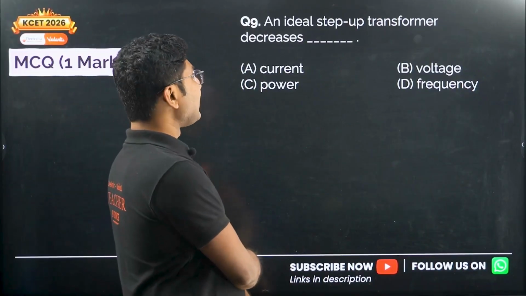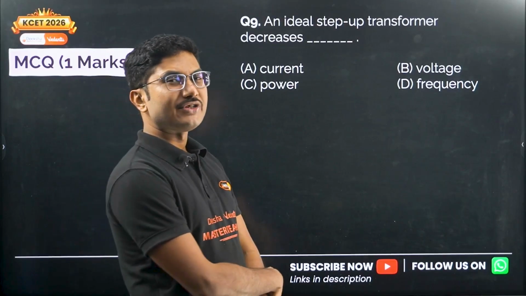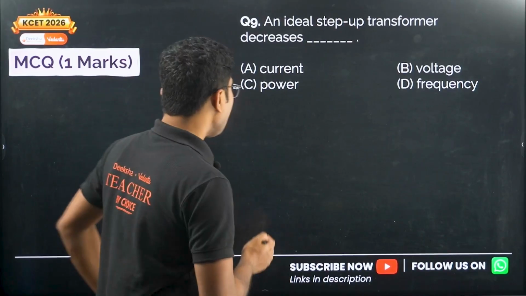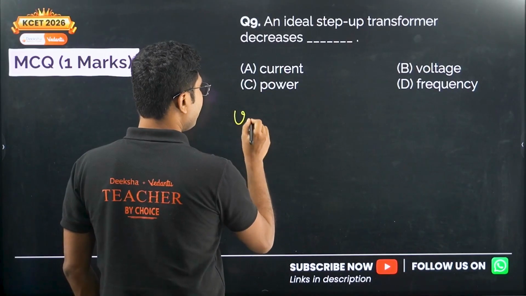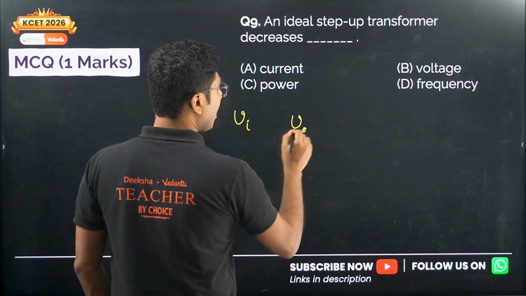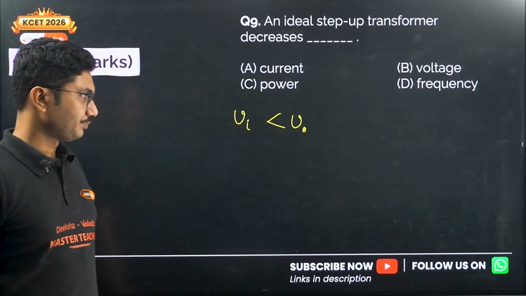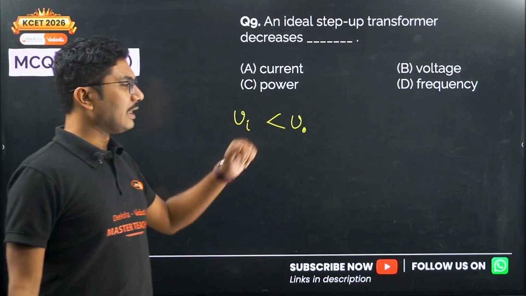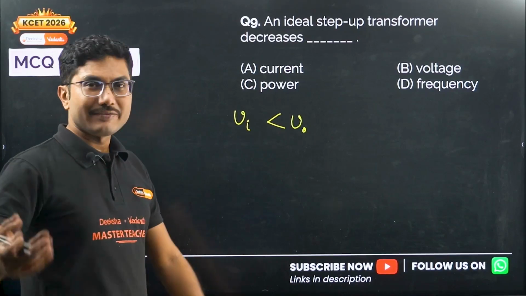An ideal step-up transformer decreases. Step-up transformer means it increases the voltage, okay? In an ideal step-up transformer, if you give VI as input and get VO as output, step-up means VO should be greater than VI. Now, the voltage increase does not happen automatically, so it has to sacrifice something.